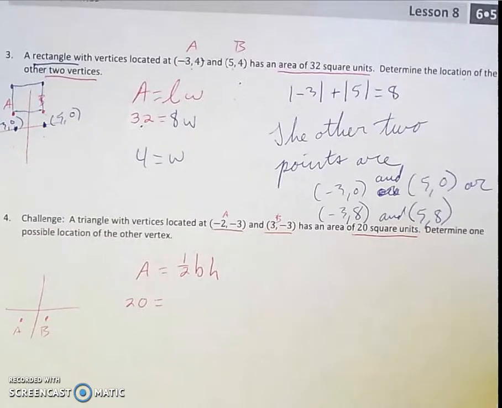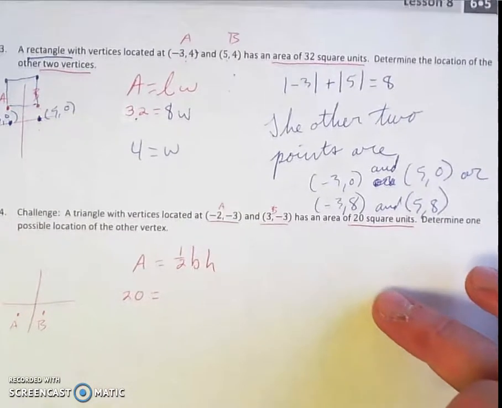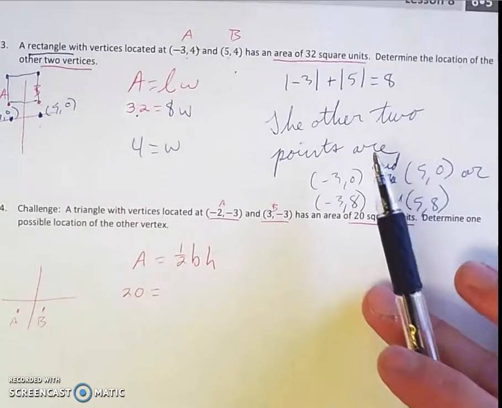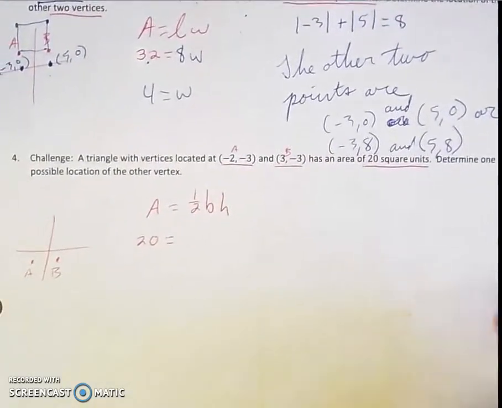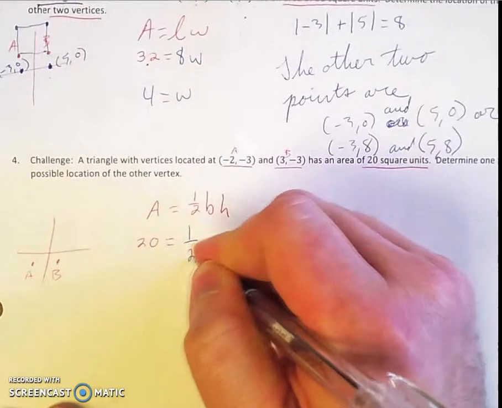Okay? And then finally we have the challenge. So now this time we have a triangle. Okay, so area formula for the triangle becomes a little bit different. So now we have the 1/2 base times height. So now we know that we have an area of 20. So we keep the 1/2.